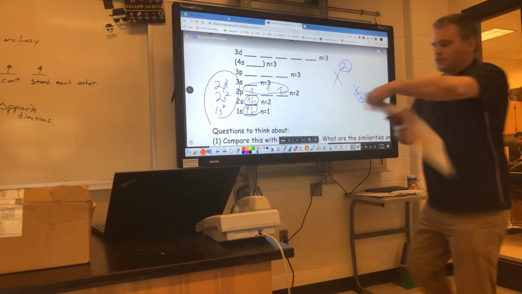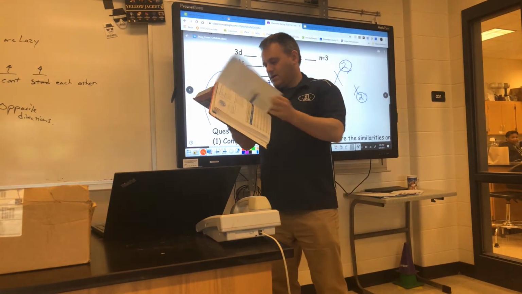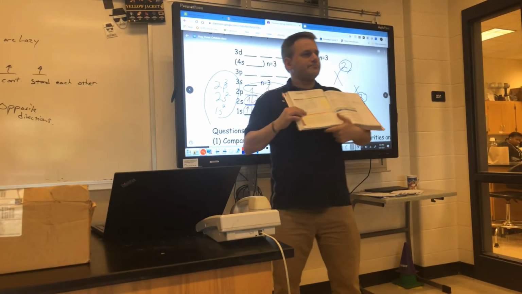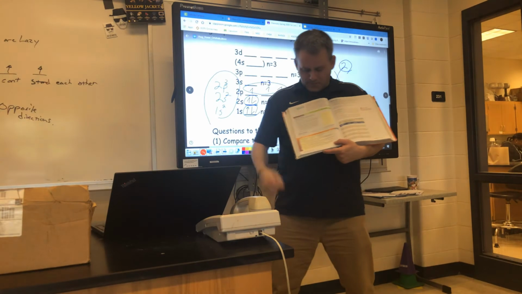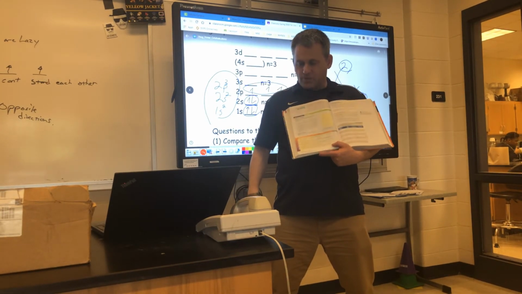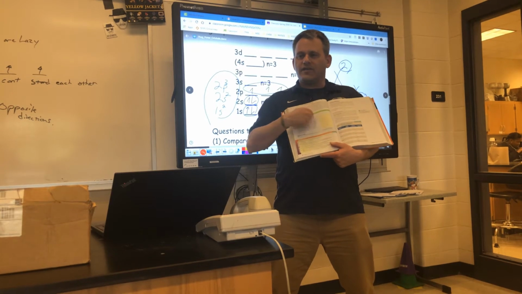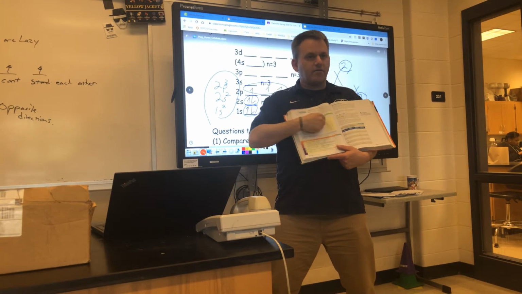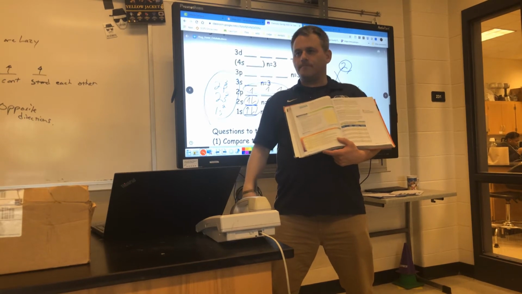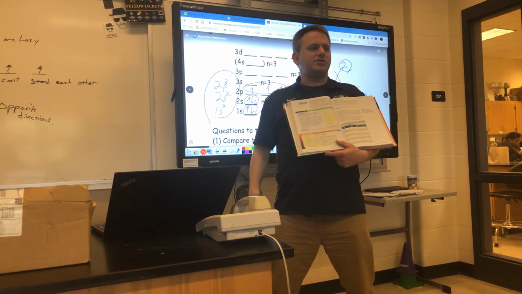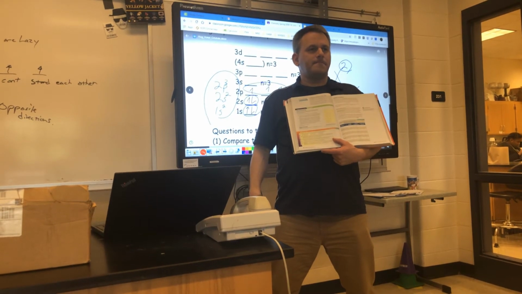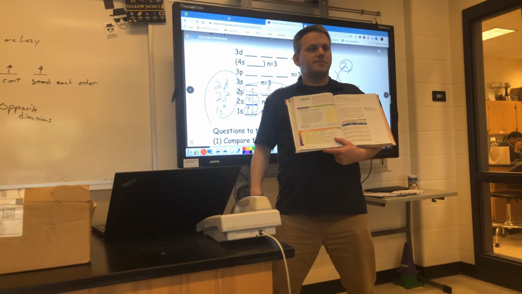Turn your books to page 160. Look at this thing right here. It says filling atomic orbitals. Look at this little chart right here. Do you see that? You know whose chemistry teacher made him try to memorize this in high school? Take a guess. Me.